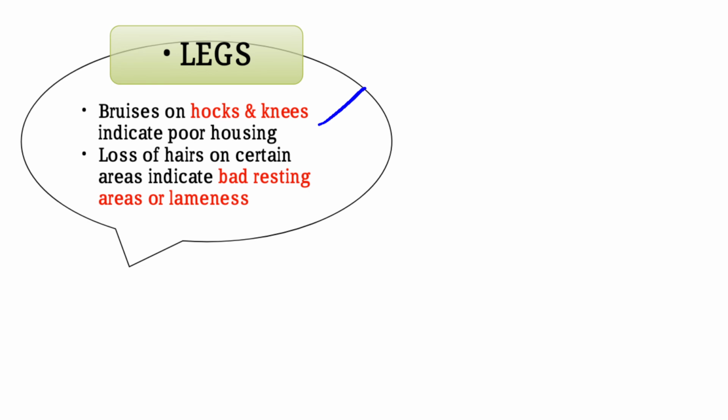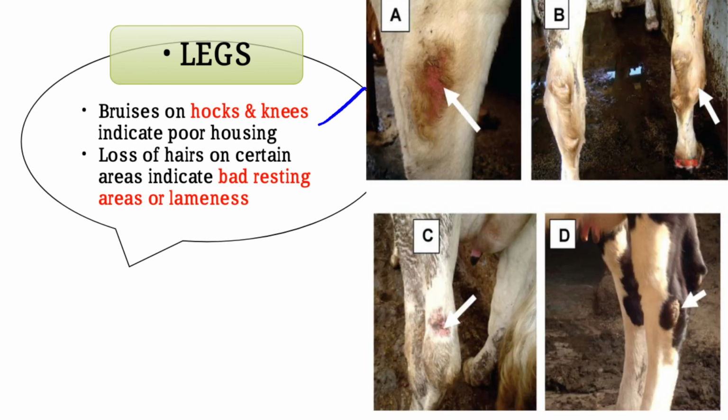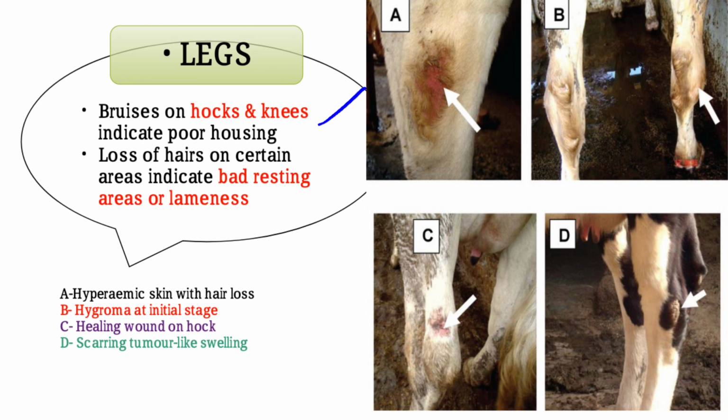Like this, in the key, A indicates hyperemic skin with hair loss, and B indicates hygroma at an initial stage, while C indicates a healing wound on the hock region, and D indicates a scar formation, which may indicate an initial stage of a tumor-like swelling on the lateral side of the hock.